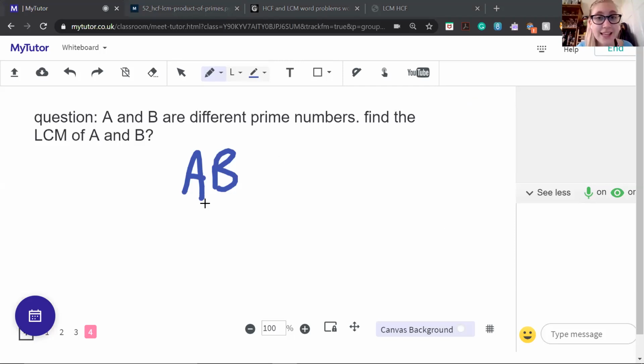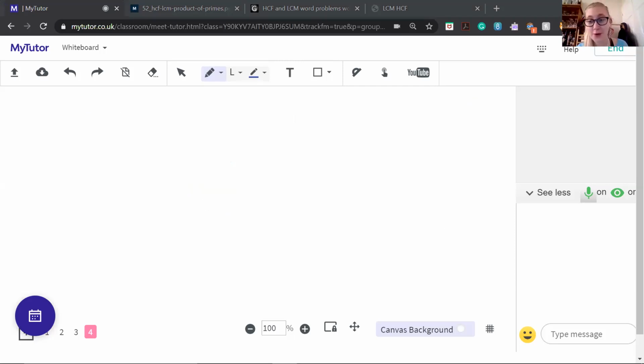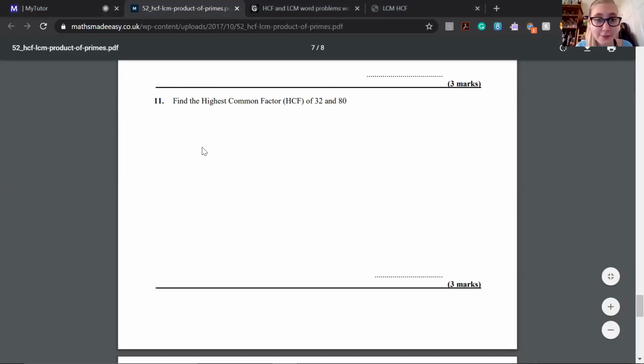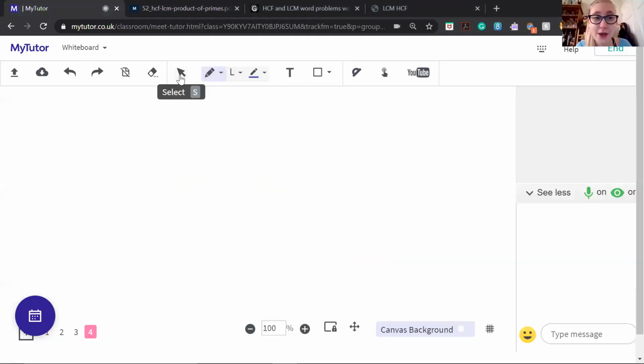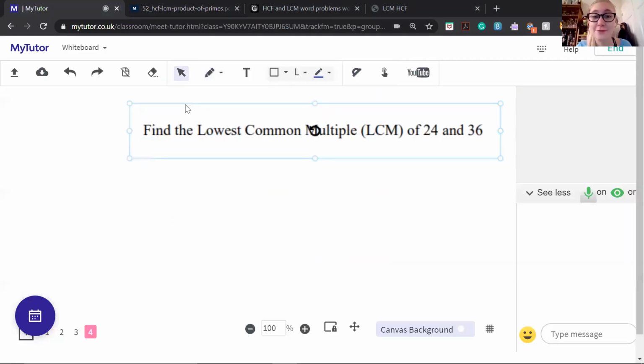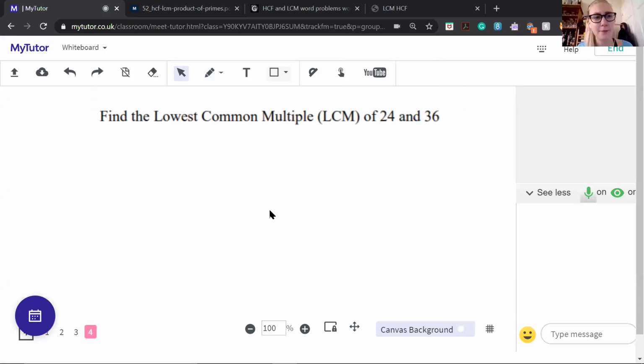Okay, cool. Let's just have a go at a few lowest common multiple questions, because I'm fully aware that it's a really difficult one to get used to doing. So find the lowest common multiple of 24 and 36. See, this is where this is really useful. I don't want to be writing out my 36 times table. So we're going to use this prime factorization method.